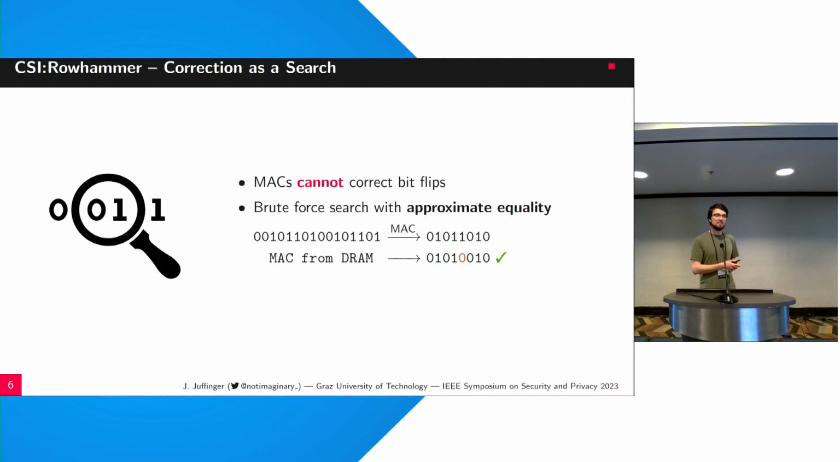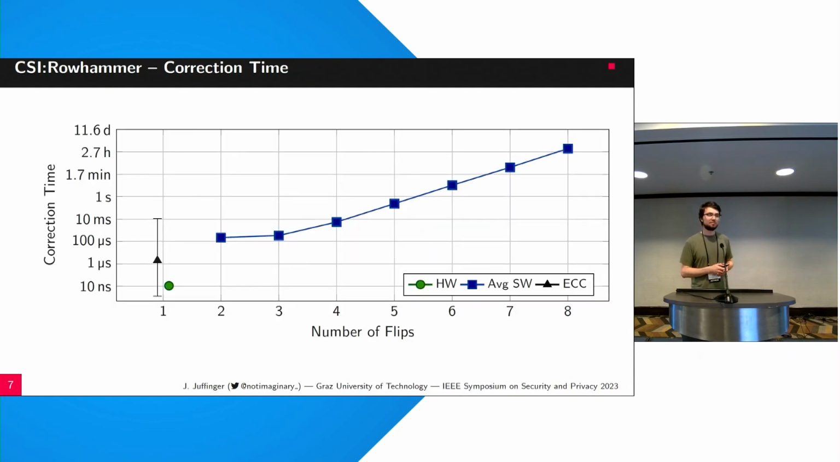To be able to handle that, on the MAC compare, we don't expect the MAC to be exactly equal. Approximately equal is fine. So here you can see the MAC is computed. We also get the MAC from the DRAM. One bit is different. That's fine for us. I will talk about this in the security evaluation. And we have parity bits to shrink the search space.